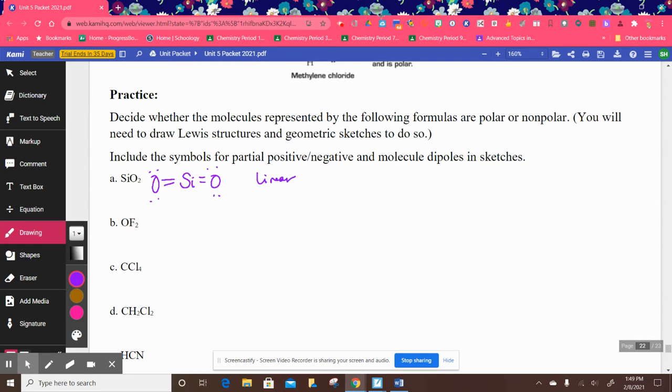Okay, just because it's linear does not mean that it's going to be a nonpolar molecule. We want to look up the electronegativity values. Okay, so if I look up these values, silicon is a 1.8, and each oxygen is a 3.5.